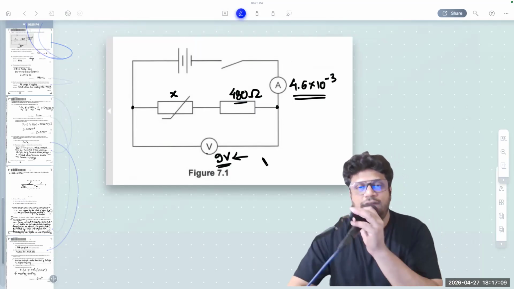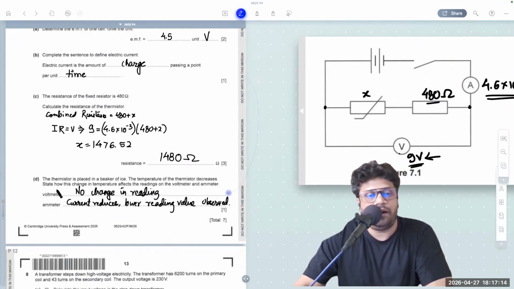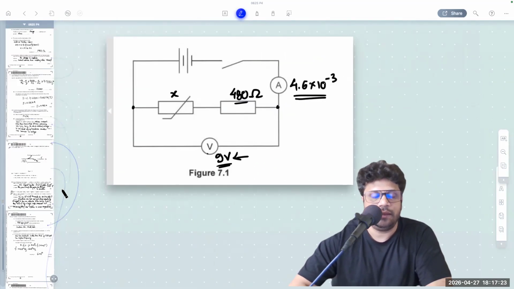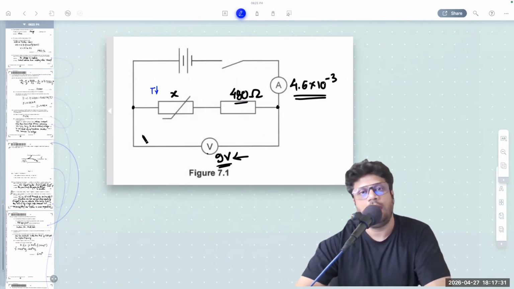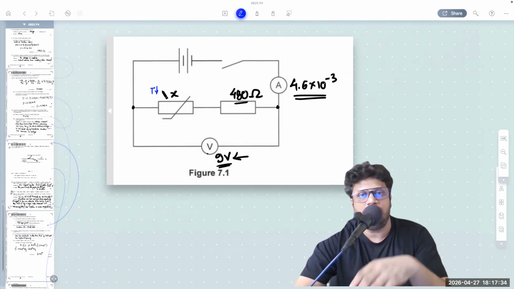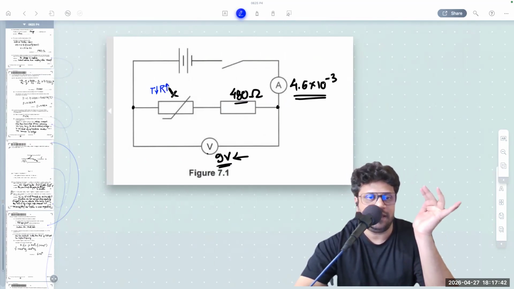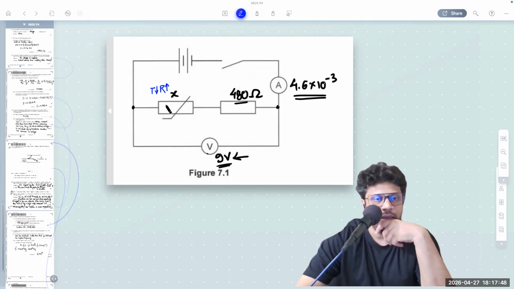Now, see what they've told in this question, seventh part D, that the temperature decreases. So this is your thermistor, and the temperature of it decreases. Well, thermistors in your curriculum are supposed to have an inverse relationship with the temperature. So in a way, the resistance of it is actually going to increase. If the temperature goes down, the resistance has to increase.